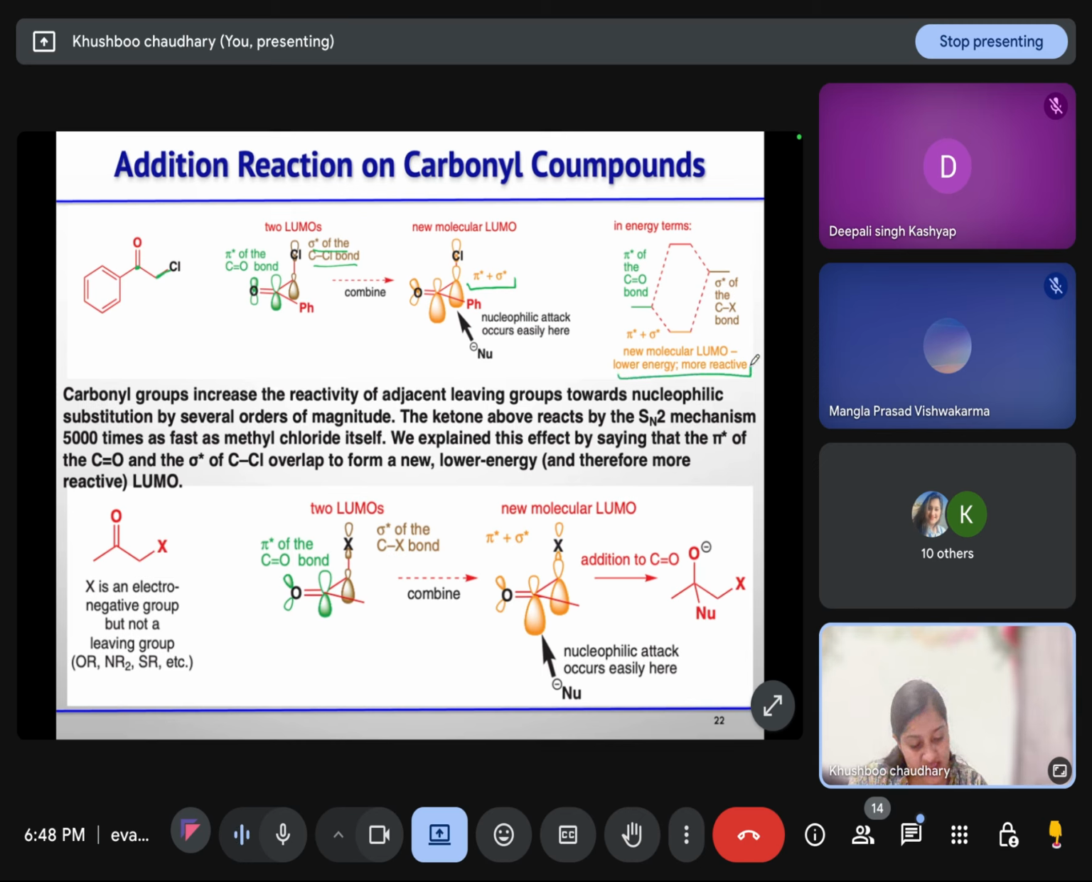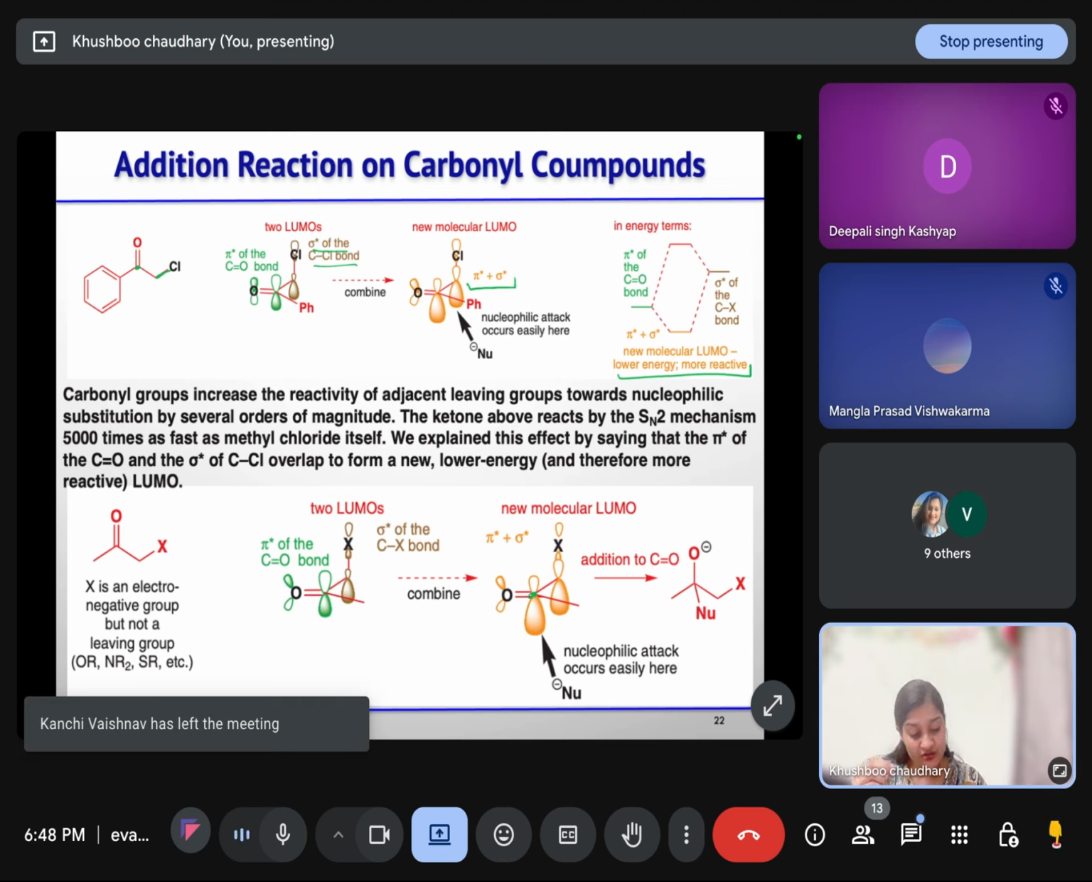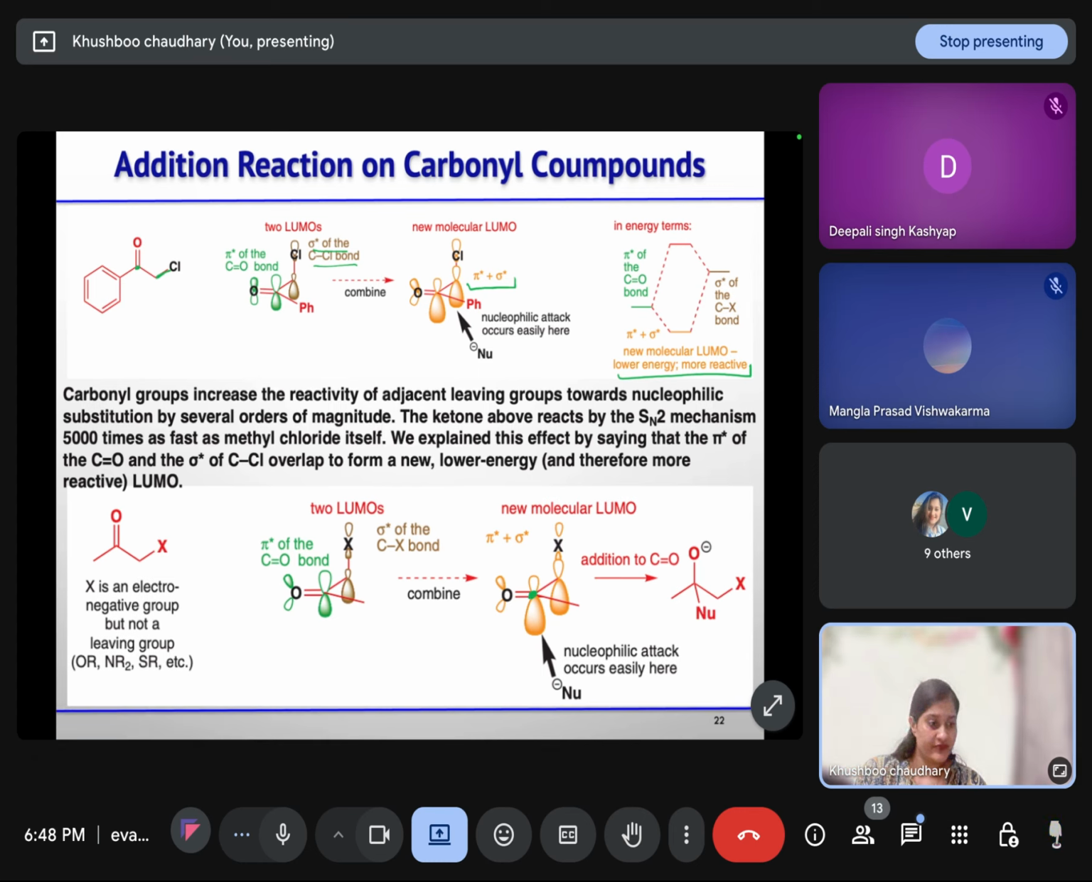Because of the formation of this LUMO, the reactivity of these compounds for nucleophilic addition will further increase. So whenever you have a carbonyl compound having an electron-withdrawing group adjacent to it, perpendicular to that carbonyl, then because of the formation of a lower energy molecular orbital by the overlapping of pi star and sigma star orbitals, the feasibility of the attack of the nucleophile at the carbonyl center will increase. Okay.